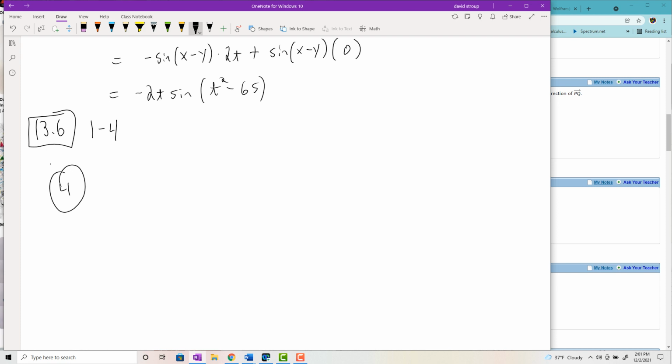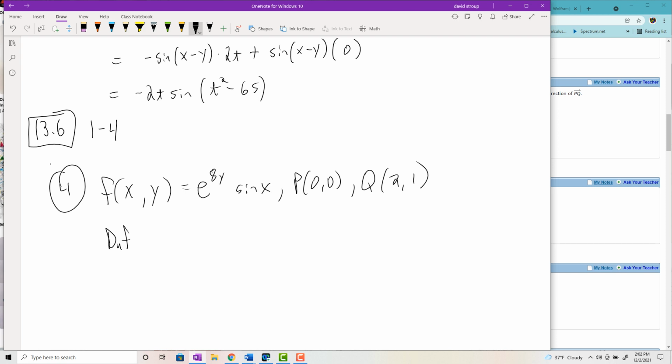So number 4, we want the directional derivative on the surface e to the 8y sine x at the point P (0, 0), going in the direction of the point Q, which is at (2, 1). Okay, so the formula for D_u f is going to be the gradient of f dotted with the directional vector, and the directional vector has to be a unit vector. So the directional vector, we'll get that first.